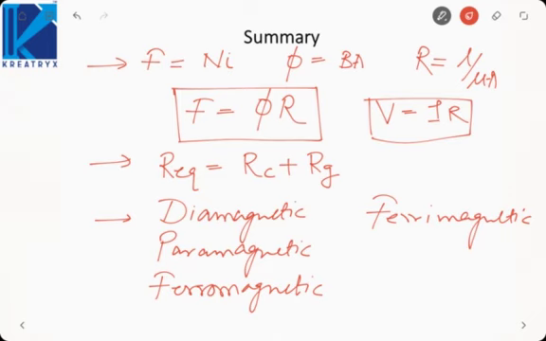In the next lecture, we will be starting with the transformer. These are the basics of the materials that are used in the machines and the basic laws of electromagnetism. So we will be starting with our first machine, that is the transformer.